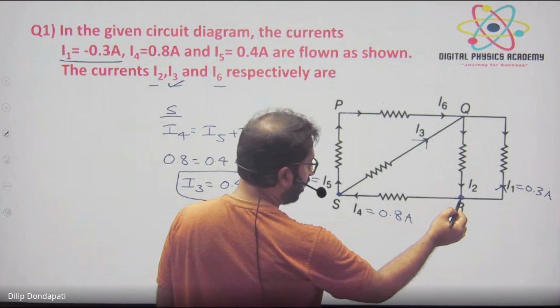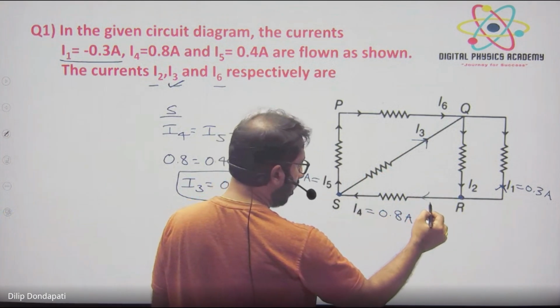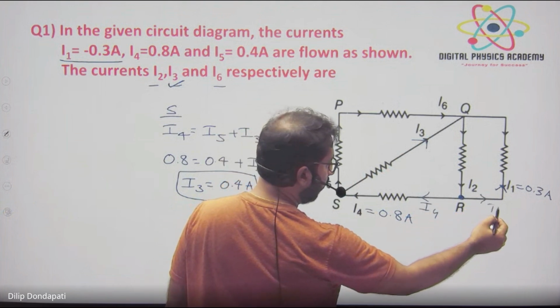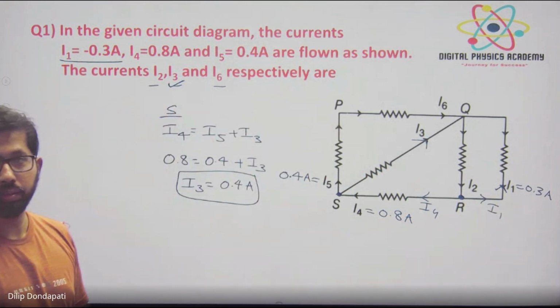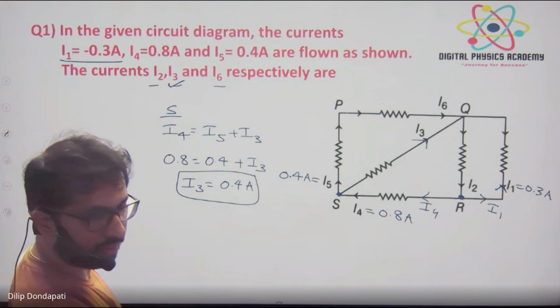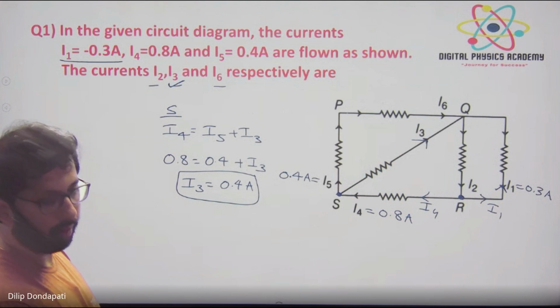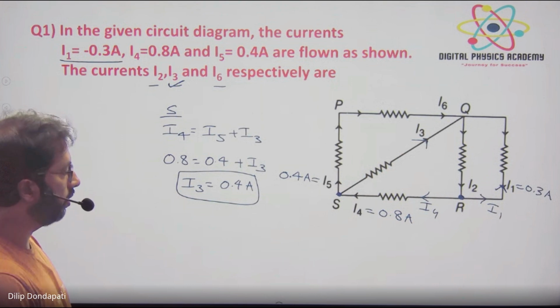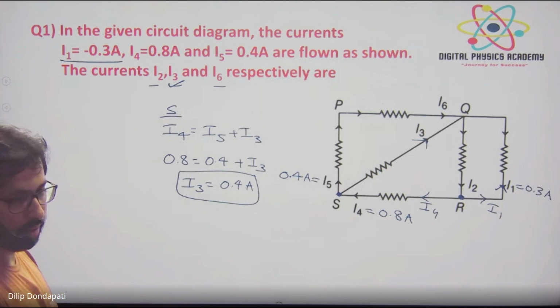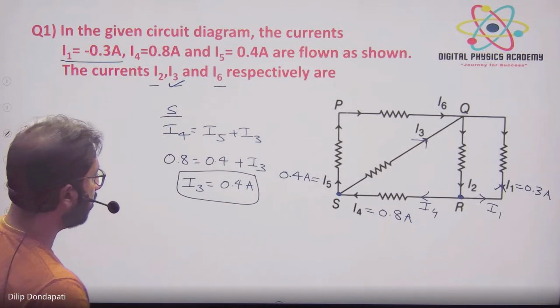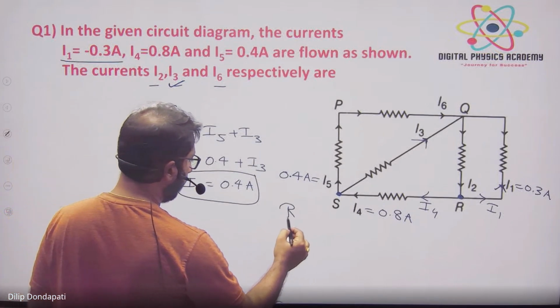You take this A junction. This current is how much? I4 is given, right? This is I1, right? Apply it at junction R and solve. Apply at R. So what is R?